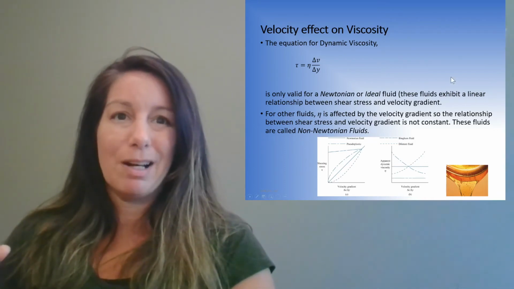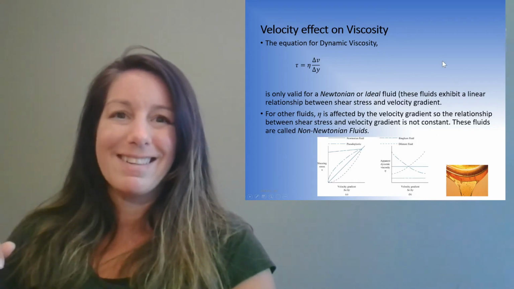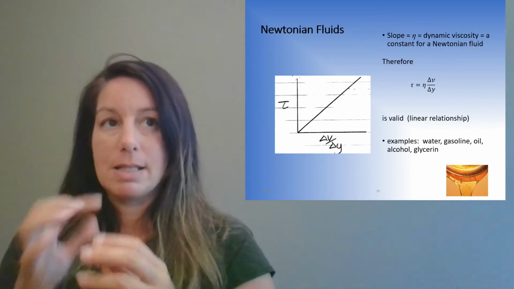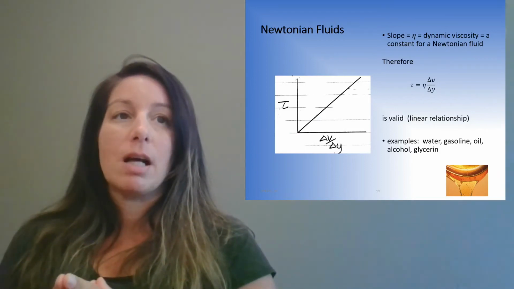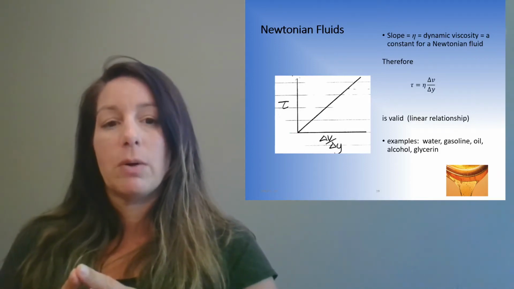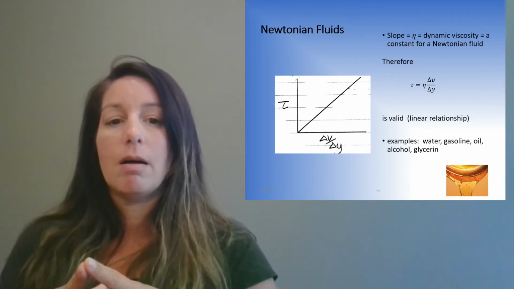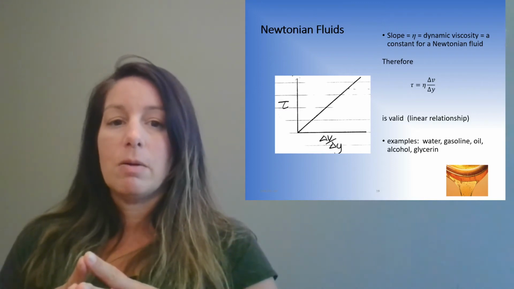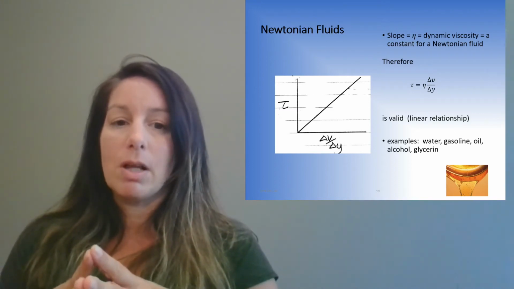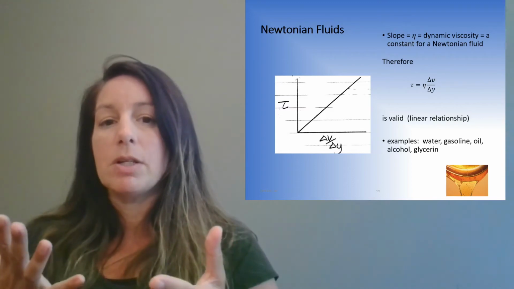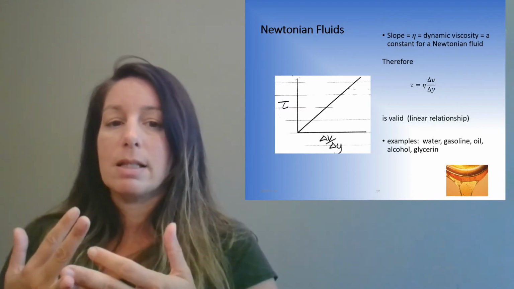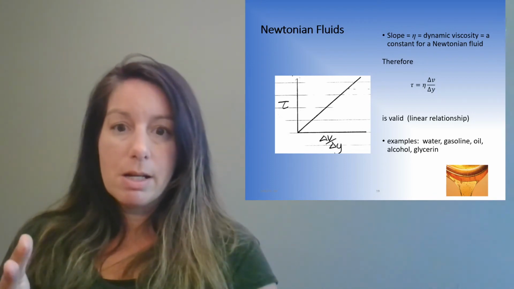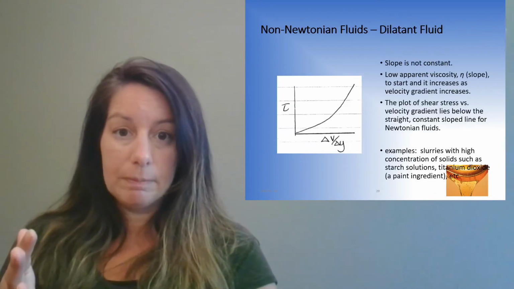Again, we'll get into it a little bit more, I'm sure, right? So for a Newtonian fluid, eta, that stylized n, for dynamic viscosity, is constant. Therefore, this linear relationship is valid. So we've got tau equals eta times the velocity gradient. Examples of a Newtonian fluid: water, gasoline, oil, alcohol, glycerin. These things all behave in a linear fashion with shear stress. Okay.